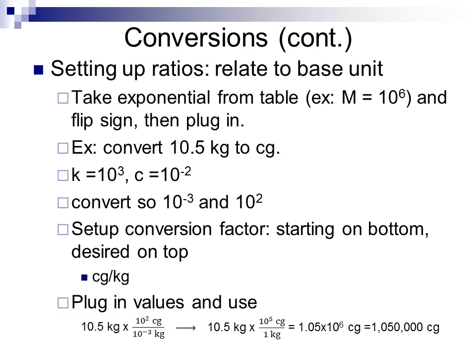So we look here, we have 10.5 kilograms times 10 to the 2nd centigrams per 10 to the minus 3 kilograms. If we take 10 to the 2nd divided by 10 to the minus 3, that comes out to 10 to the 5th. So our conversion factor is 10 to the 5th centigrams per kilogram. So we have 10.5 kilograms times 10 to the 5th centigrams per kilogram, and just like in math, my units of the same type cancel out, so the kilograms are eliminated, leaving us with 1.05 times 10 to the 6th centigrams, or 1,050,000 centigrams.